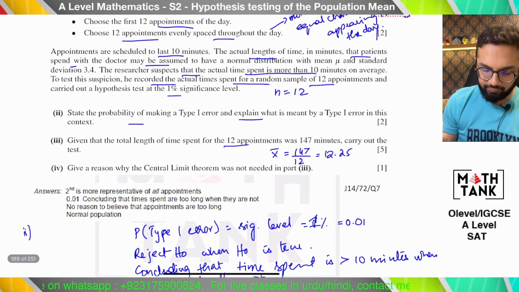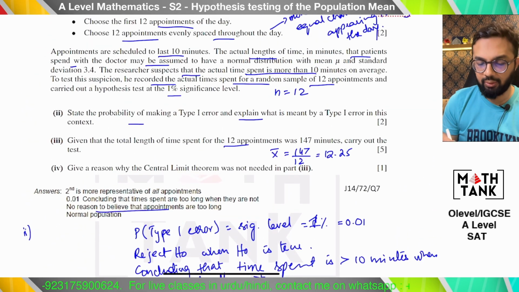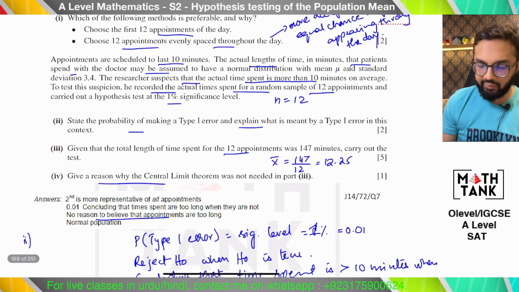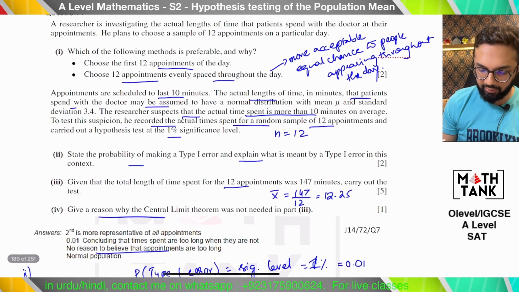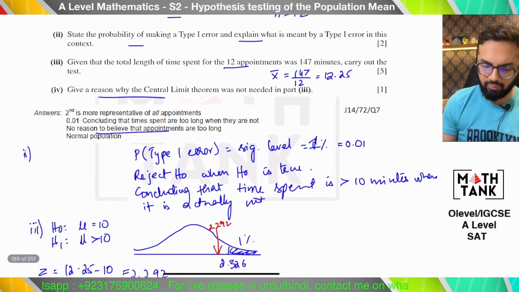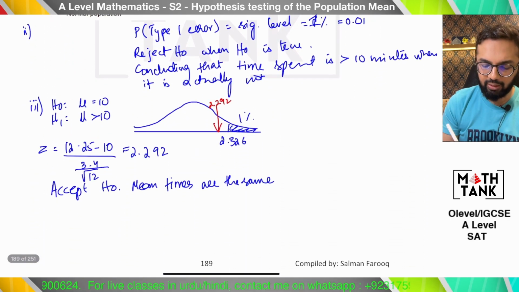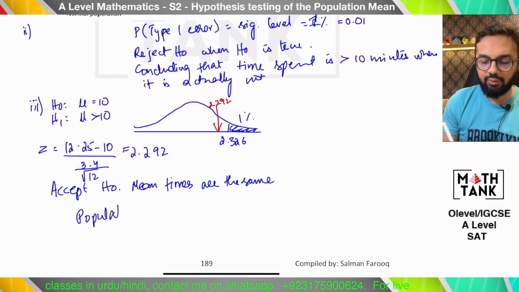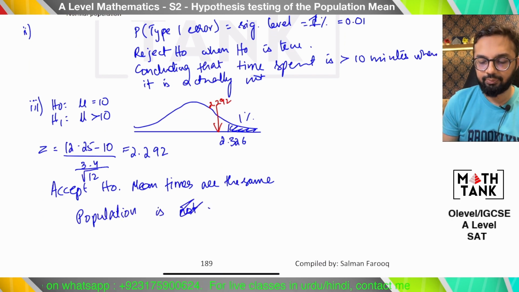Okay, no reason to believe that the appointments are too long. Give a reason why the central limit theorem was not included in part 3: because it already says it's a normal distribution. So the population is normal. You use the central limit theorem when the population is not normal. Right now it's normal.